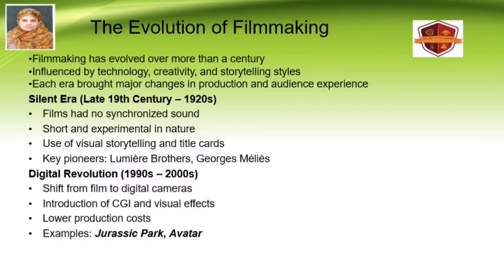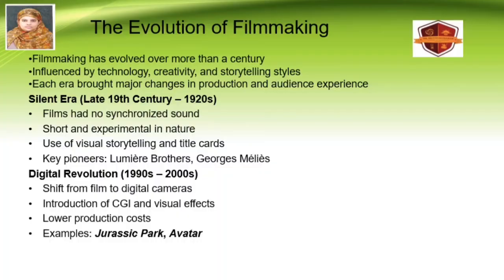Next is the evolution of filmmaking. The evolution of filmmaking spans many centuries: the 1990s, then 2000 and 2010. So how does it differ in each revolution area? In the silent era, that means the late 19th century, the film has no synchronized sound, then short films and experiments, use of visual storytelling, title cards, and a very low category of films were distributed.